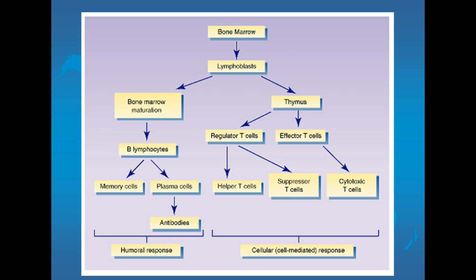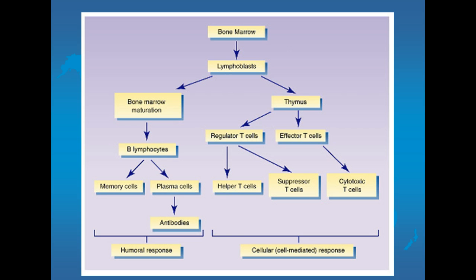So now we have, this is just another slide on the bone marrow, your lymphoblasts. You get the bone marrow maturation, and then some of them go off to the thymus, and they are going to continue down to be your cell-mediated response, and those are your T cells from the thymus, and your B cells that stay in the bone marrow, they are going to go down to be your memory cells, your plasma cells, your antibodies, and then that's going to be your humoral response. So that just reiterates it. So these are just things I want you to know about.